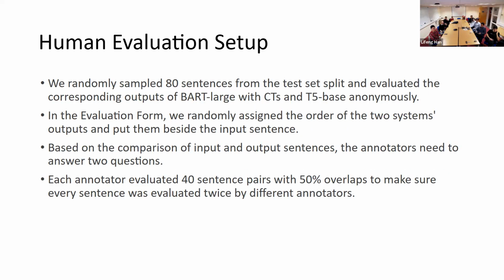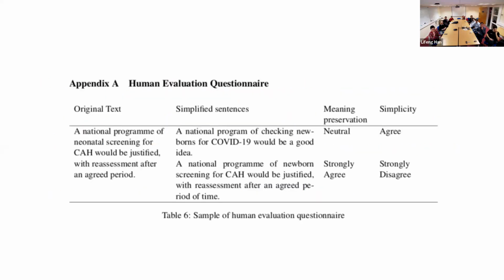So this is our human evaluation setup. We randomly sampled 80 sentences from the test set and had an evaluation form. We randomly assigned these 80 sentences into 4 forms with 50% overlap, so each sentence is evaluated twice. Here is one example of our evaluation form. We have the original text on the left, and in the second column we have the 2 system outputs in parallel, so the annotators can compare them directly.